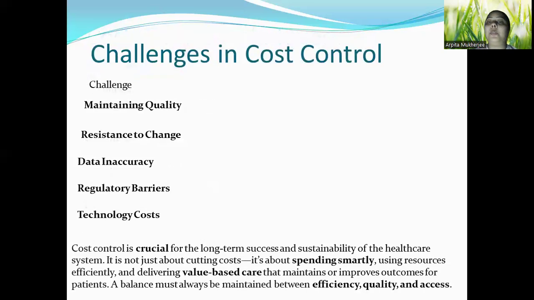The challenges that we face while we try to do the cost control in the healthcare system. First is the maintenance of the quality. Cutting the cost too aggressively may reduce the quality of care. So here we have to implement the lean management very carefully so that the quality of care for the patients does not go down. Resistance to change.